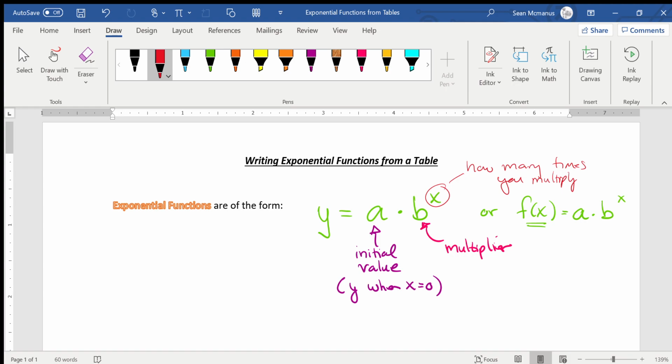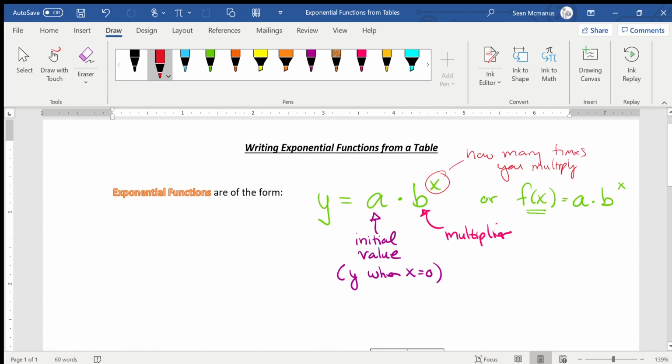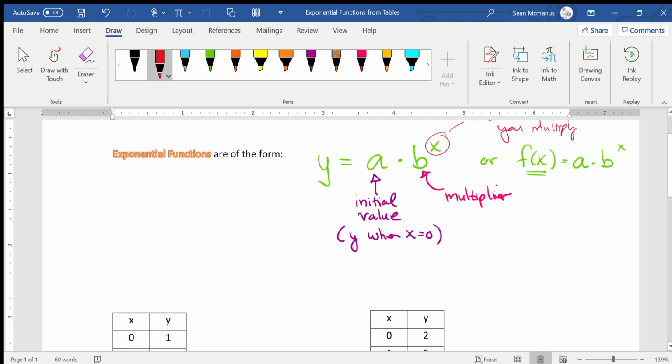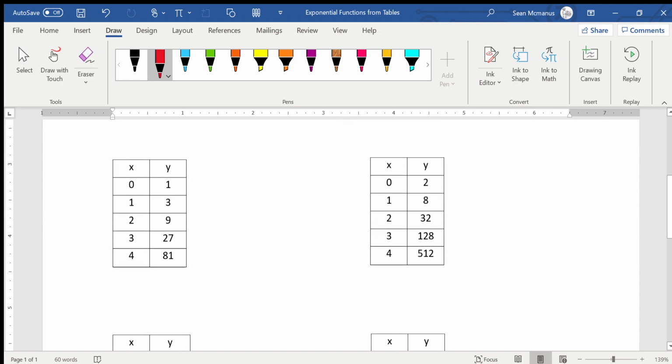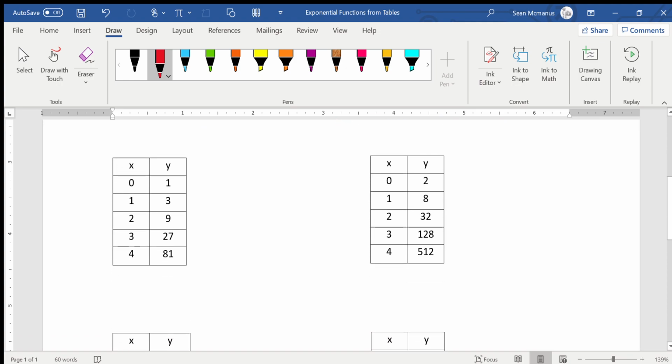What you're going to be charged with doing in our homework assignments on Delta Math is that you're going to need to write exponential functions from a table. So we're going to just look at a few quick examples here, and we'll get you started.